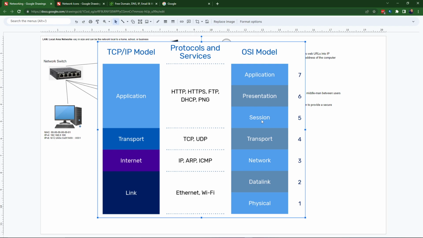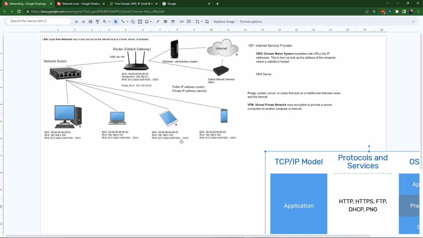But basically, in general, these models are how we break down the different layers of information that we send through the internet, right? Because as you can see, there's a lot of information going on here with all of the different addresses we have to keep track of. What is your public, what is your private IP address, and that sort of thing.